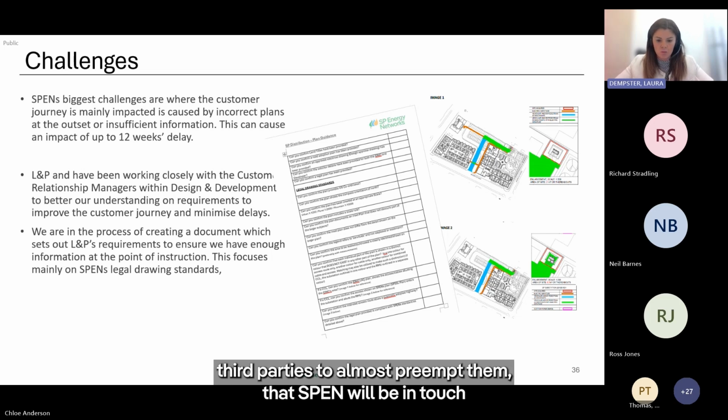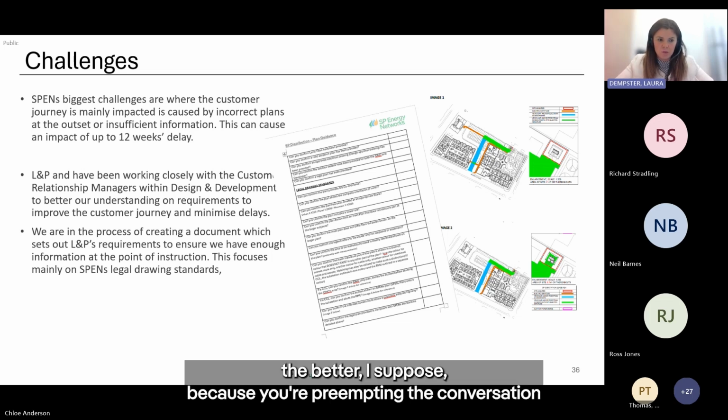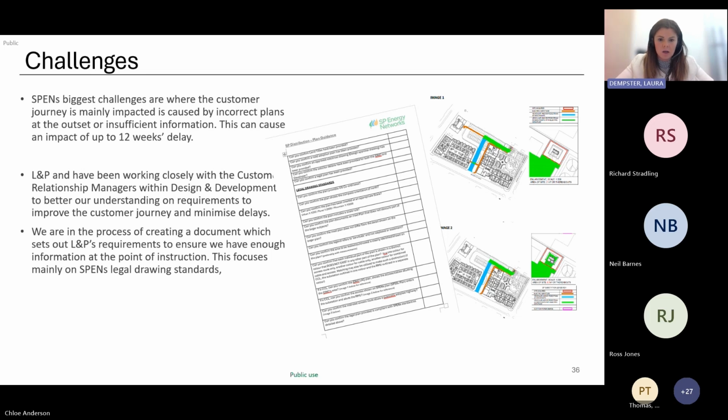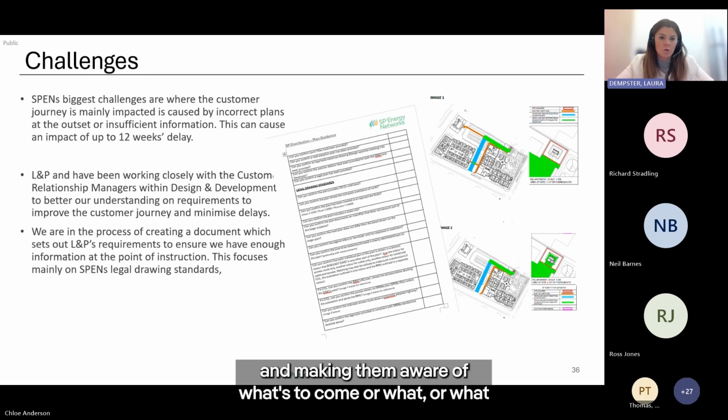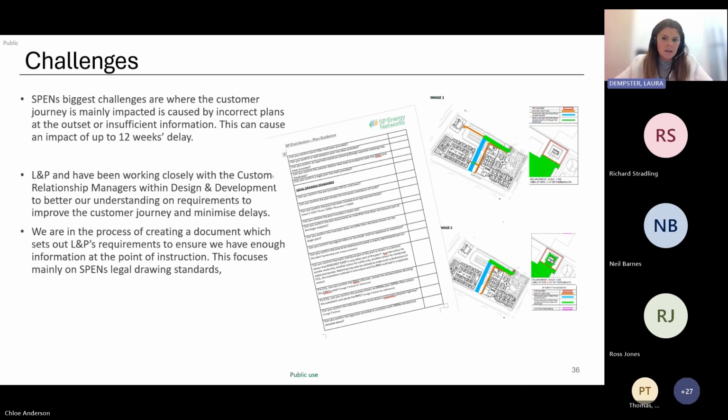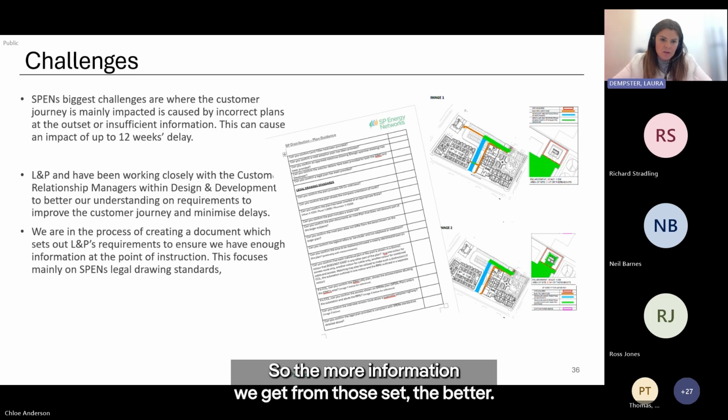Third parties, to almost preempt them that Spen will be in touch, the better, I suppose, because you're preempting the conversation that we're going to have and you're almost priming them and making them aware of what's to come, or what Spen will require to allow your connection to be fulfilled. So the more information we can get from the outset, the better.